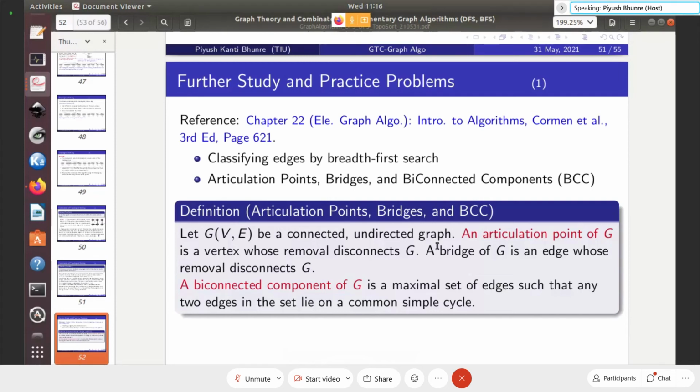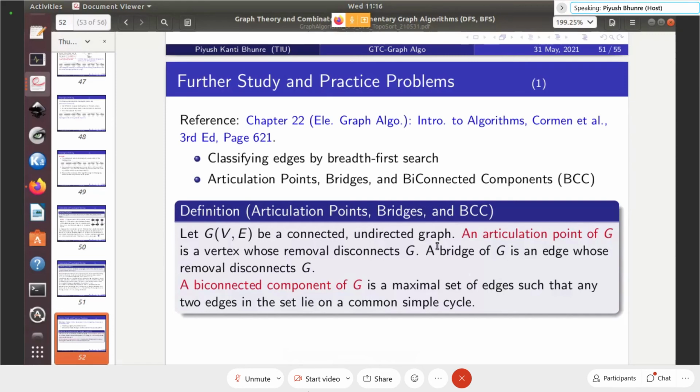And there are some components, some subsets, subgraphs of G, such that even if you remove one edge from it, it will still be connected. Say if you think about a cycle in a graph. A cycle in a graph means they are biconnected.